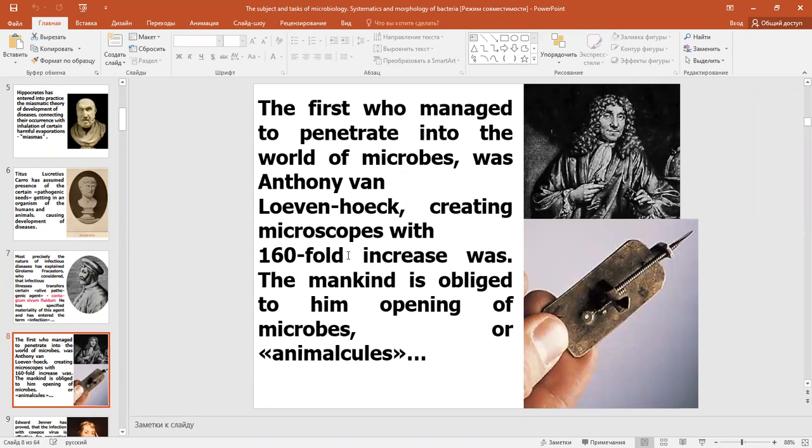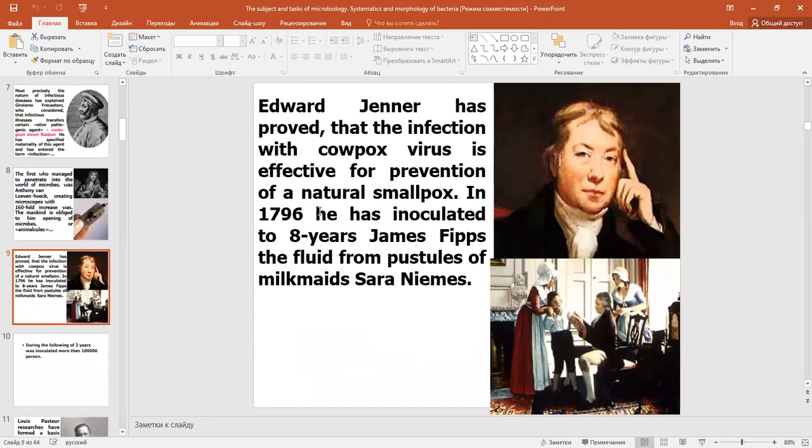And the first who managed to penetrate into the world of microbes was Anthony van Leeuwenhoek, creating microscopes. He was just a producer of lenses, and he examined drops of water and other substances using his lenses. He noticed some living particles that moved in rainwater, and so the discovery of microbes is owed to him. He described animalcules and sent a report to a scientific society. It was the first time that tiny living organisms were detected using a microscope. Then this idea was developed, and it was the beginning of microbiology.